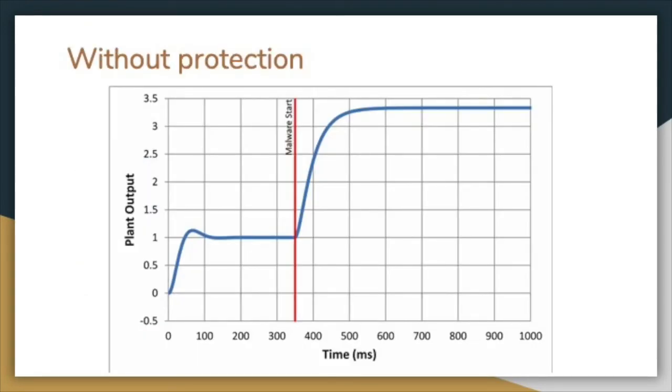So here's a graph displaying the results of the tests with absolutely no protections enabled. The blue line shows the plant's output without the protection of the new solution. So we can see that when the malware takes effect at 350 milliseconds, the plant starts to approach its safe output limit of 3.2, and then it suddenly just starts exceeding that 3.2 level. And it also just doesn't return back to normal baselines.